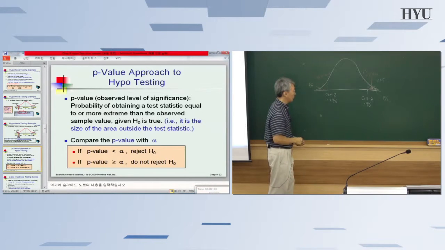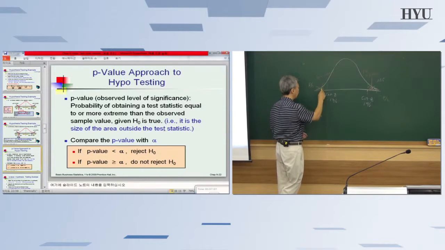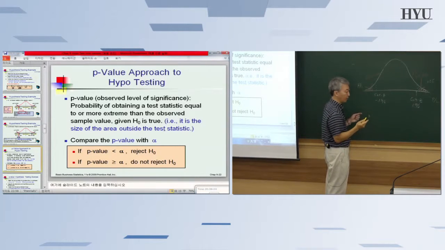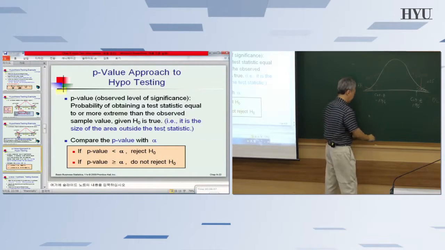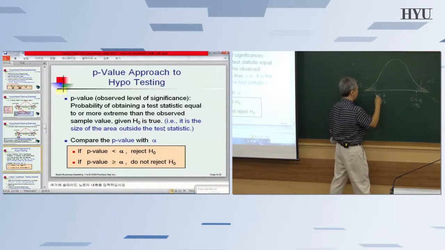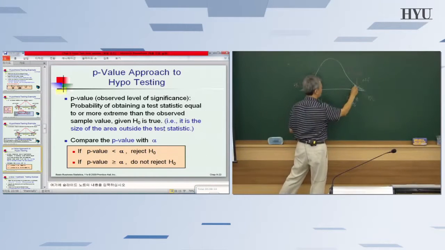So let me ask you this question. Now we know that the size of this yellow shaded area, if you add them up, is the p-value. That's the size of the p-value, right? What about this white shaded area? What can you say? What is this?